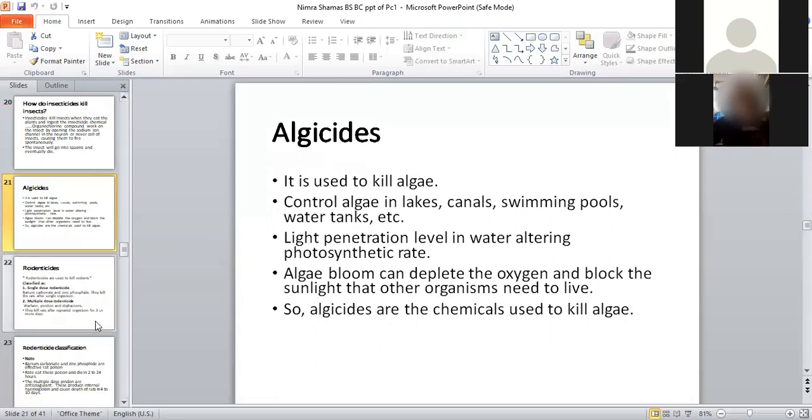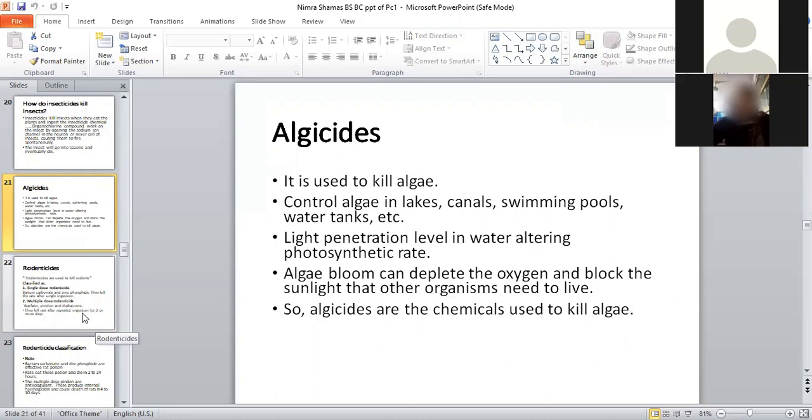Algaecide. The second classification is the algaecide. Algaecide is the proper method used to kill algae. We kill algae in the crops and also in the water. We have seen that algae bloom forms on water. This forms in lakes, canals, pools, and water tanks.